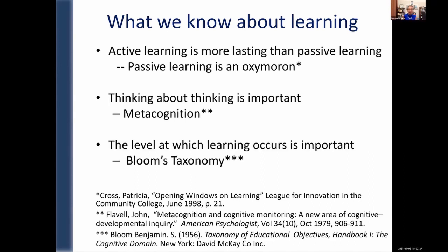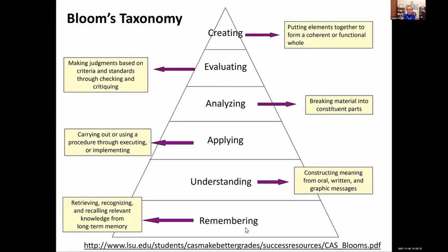Okay, and then also the level at which learning occurs is important. And that's where Bloom's taxonomy comes in. And this is the form of Bloom's that I like to share with students. I know that it's not hierarchical, but I like to have remembering as the base. So we go from remembering, just recalling information, to understanding, being able to explain concepts in your own words. You could explain any concept to your 80-year-old grandmother or your 80-year-old nephew in words they understand, giving them examples and analogies from their own life.